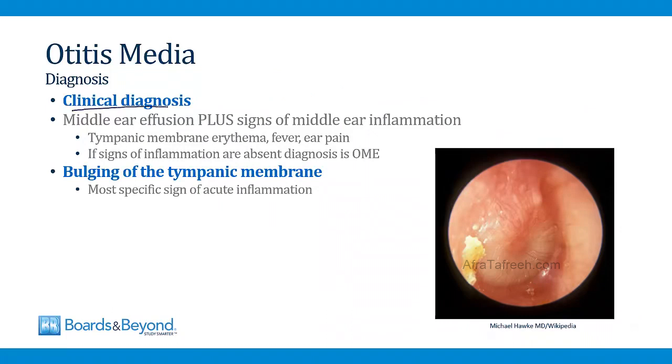You can make the diagnosis by examining the tympanic membrane in a child who has ear pain. To make the diagnosis of otitis media, you must see evidence of a middle ear effusion, meaning fluid behind the tympanic membrane, plus signs of middle ear inflammation. This could be something like the tympanic membrane being erythematous, or it could be fever in the child or ear pain in the child. If you see a middle ear effusion but there's no evidence of inflammation, meaning no ear pain, no fever, no redness of the tympanic membrane, then the diagnosis is otitis media with effusion, which we'll talk about later in this video.